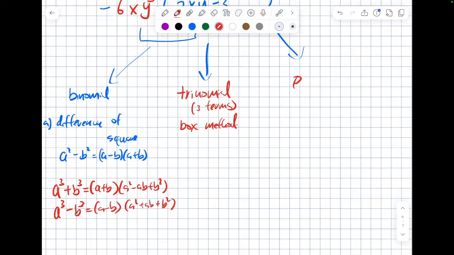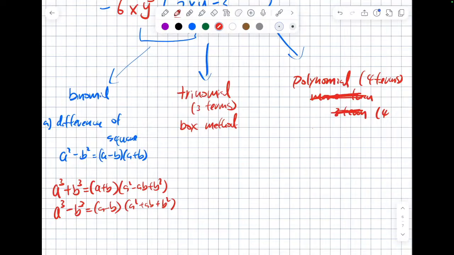There is a polynomial. Polynomial means more than 3 terms. So, for example, four or five terms. Four usually. So I would say 4 terms. More than 3 terms.